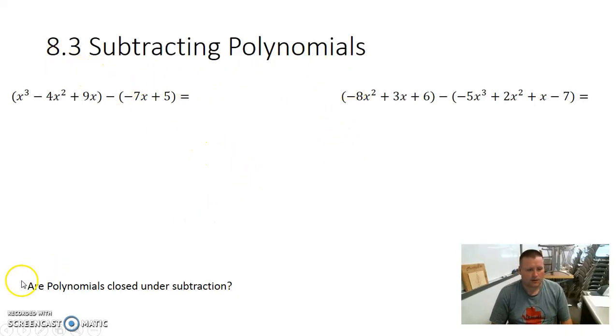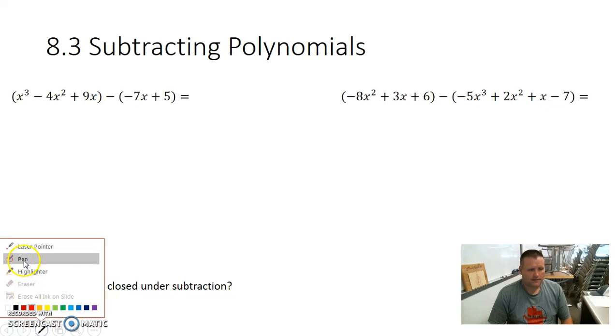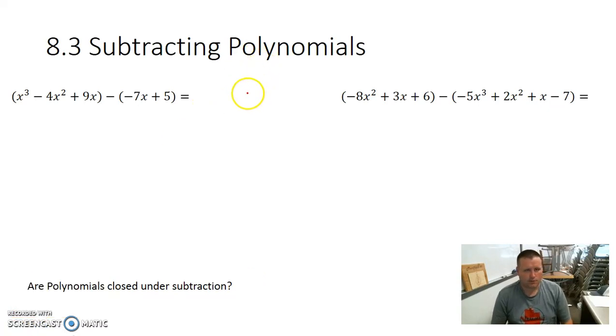8-3, subtracting polynomials. This is similar, but just a tad different. We're subtracting instead of adding. So we can subtract polynomials when we have like terms again. So I've got two examples here. I've got a trinomial with a binomial, and then a trinomial with a polynomial.